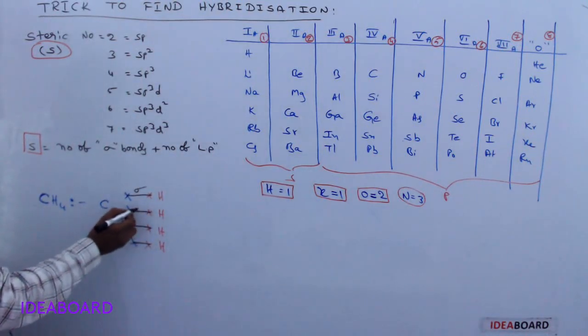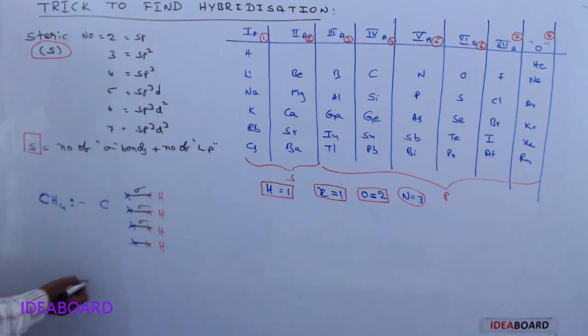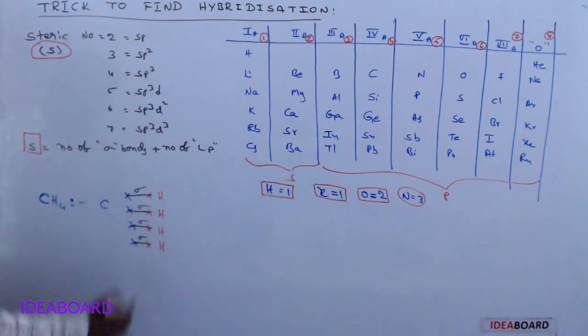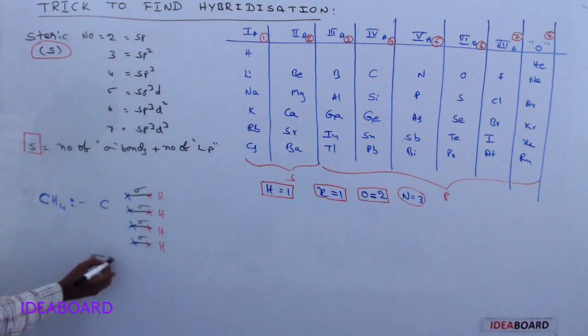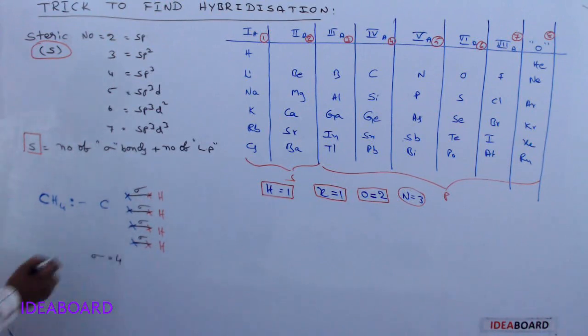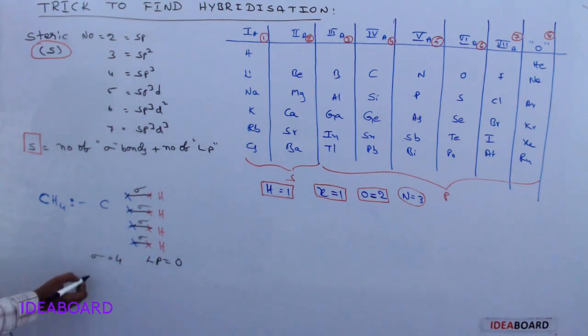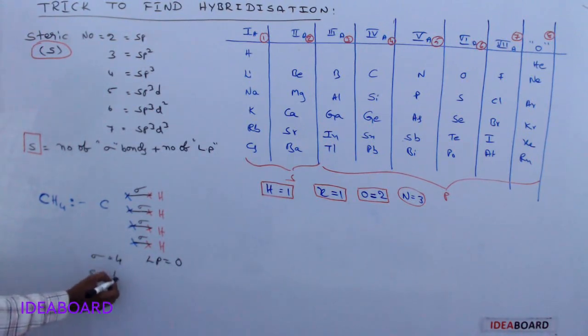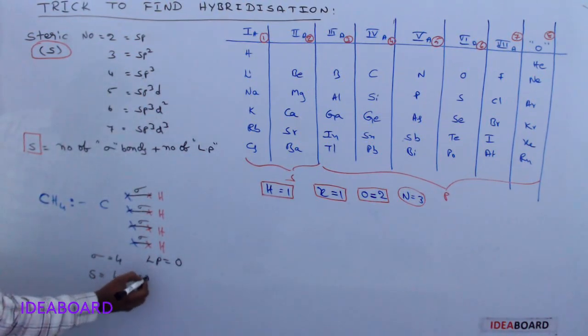Between this carbon and hydrogen, another sigma bond, and another, and another. So how many sigma bonds do we have? 4. So the number of sigma bonds is equal to 4. Are there any non-bonded electrons on the carbon atom? No. So the lone pair number is equal to 0. So the total number of sigma bonds is 4, and the steric number is 4. When the steric number is 4, what is the hybridization? It is sp3.